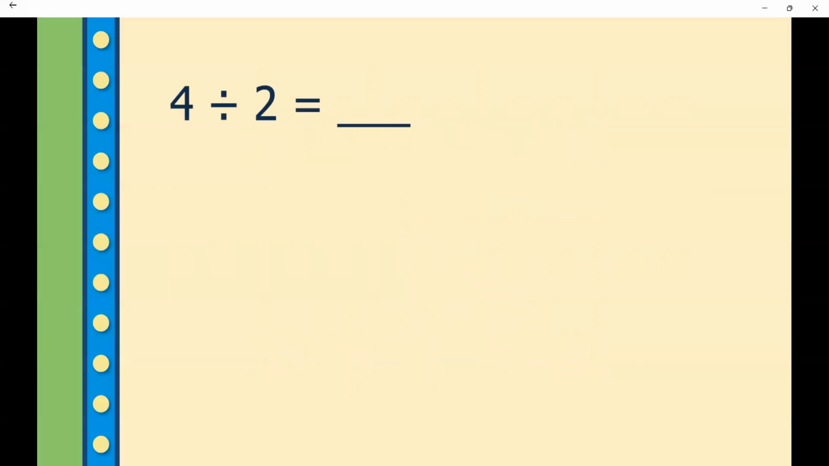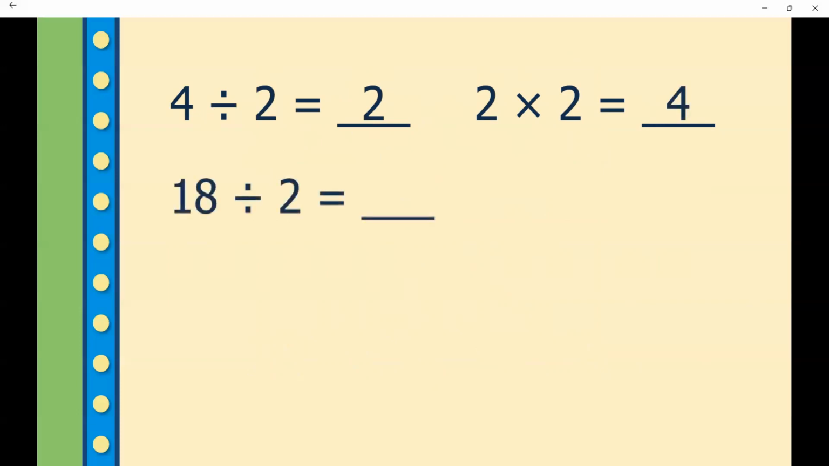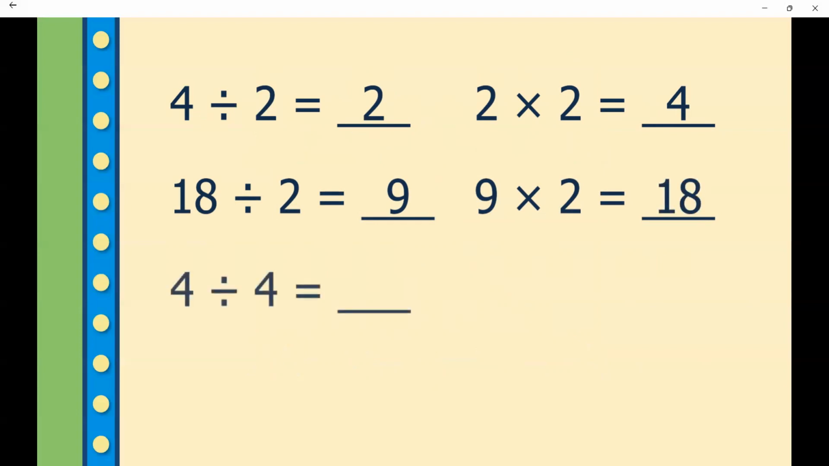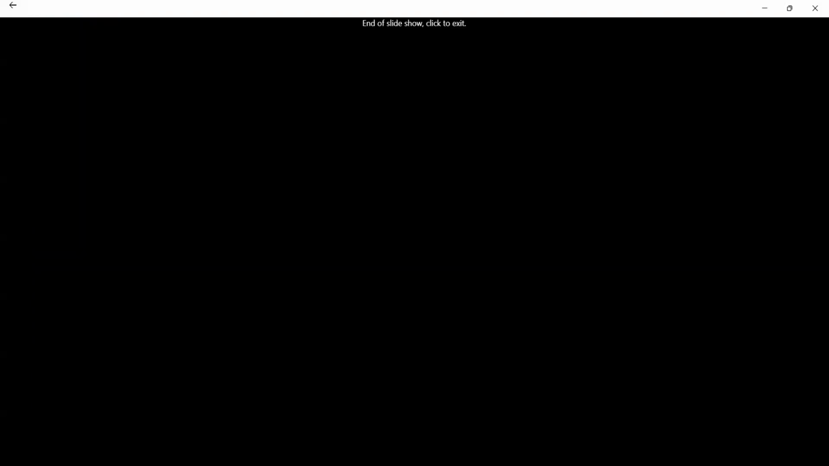4 divided by 2. Okay? 2. Good job. All right. And so you check yourself. 2 times 2 is going to be 4. And if it's not 4, then you did something wrong. So here we have 18 divided by 2 is 9. We're going to check ourselves again. 9 times 2. And you should come up with 18. All right. 4 divided by 4 is 1. 1 times 4 is 4.